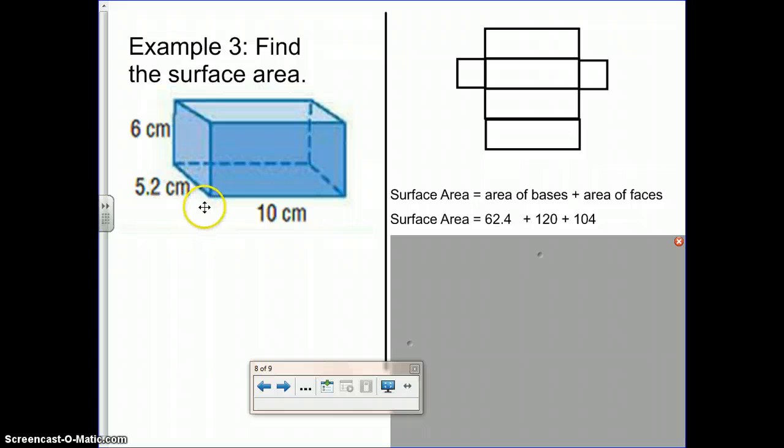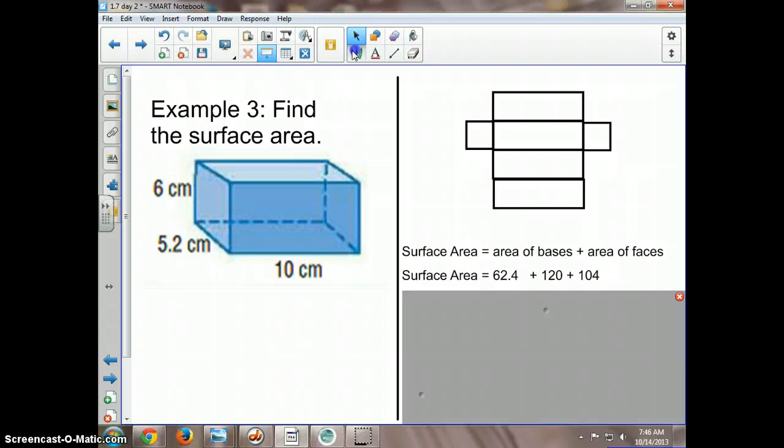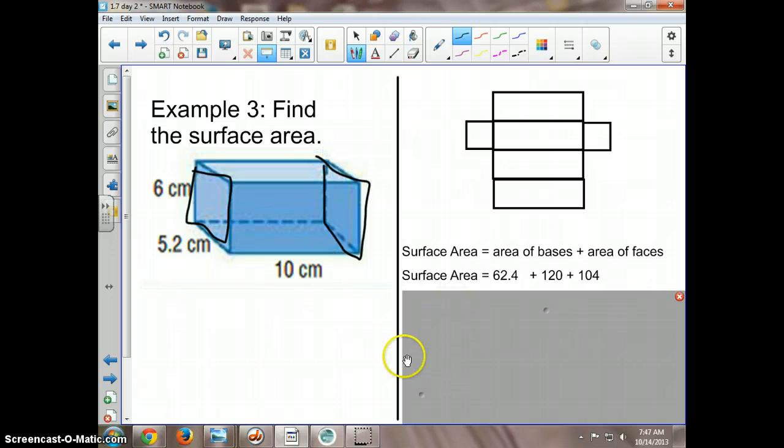6 times 5.2, and there's 2 of them. Let me outline those for you. Right here and right here. So that gives me the 62.4. And this back side here is going to be 6 times 10. And there's 2 of those again. 6 times 10 is 60. 60 times 2 is 120. That was from our bases.